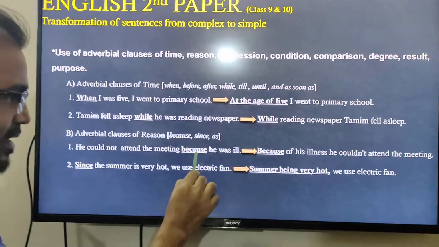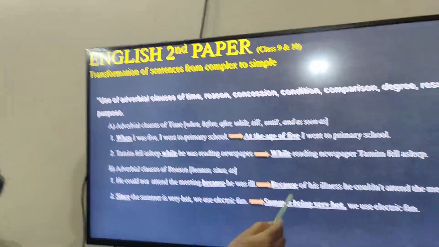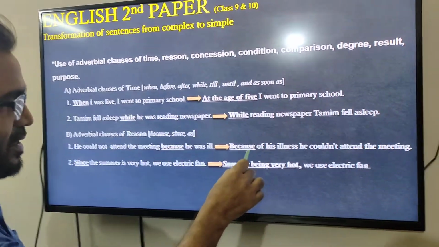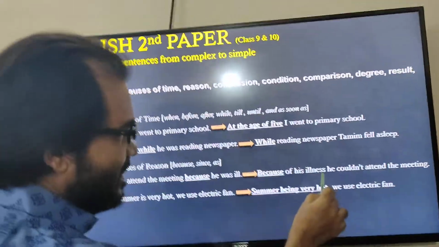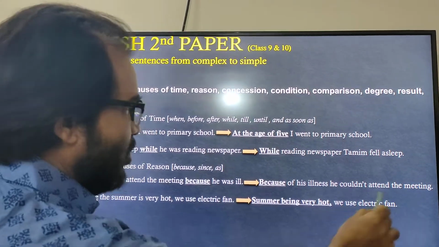If we turn the adverbial reason clause into a reason phrase, the sentence will automatically change into a simple one. Let us see how it becomes simple. Because of his illness, he could not attend the meeting.